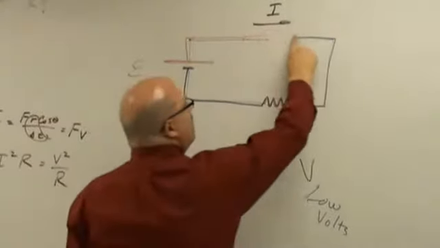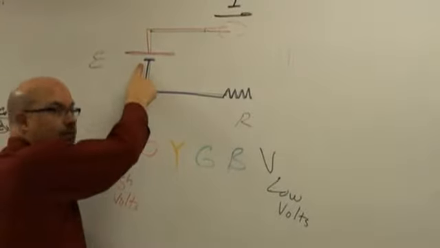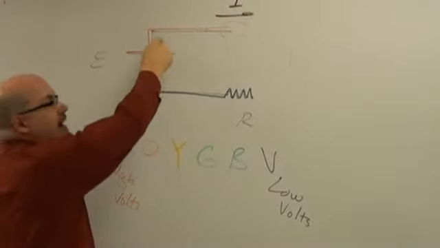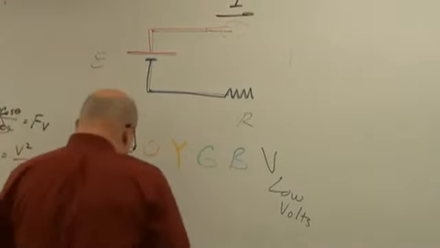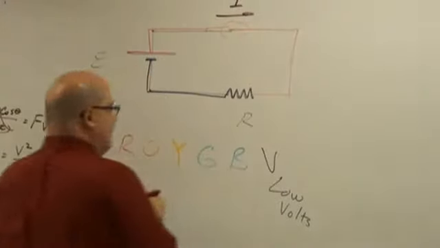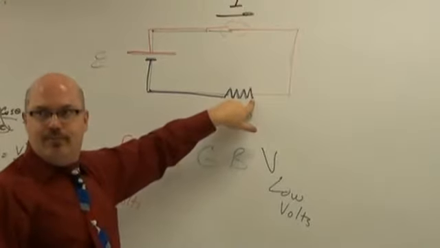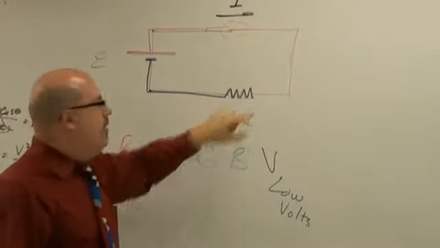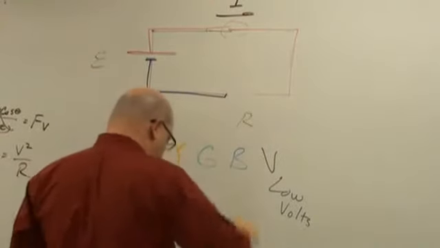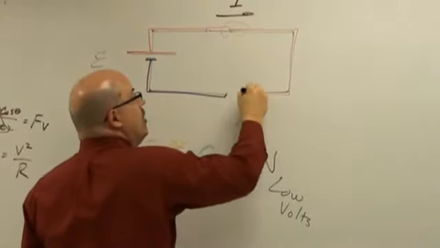But the battery changes. Ah, but here's my problem. The battery here is designed to make this side stay purple and this side stay red. So this side over here becomes red. And then I've got this resistor, right? Now, what happens is this resistor, remember, by definition, resists the current, right?